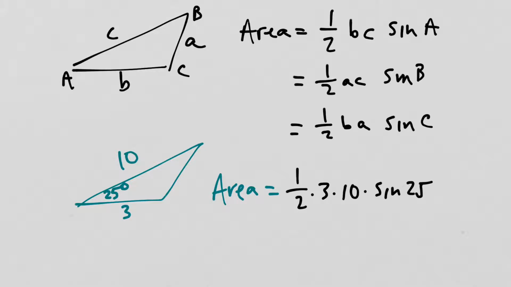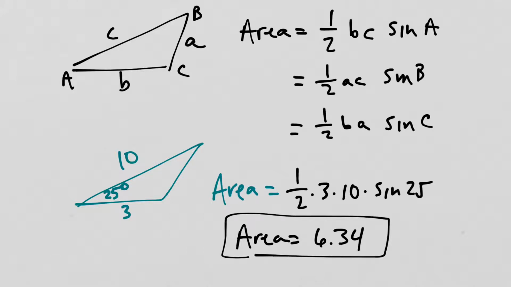And then again, it becomes just entering it into your calculator. If you don't want to type in 1/2, you can use 0.5 times 3 times 10, or you can just do 3 times 10 is 30 and divide that by 2, which would be 15. But then when you multiply it by sine of 25, we get a value that becomes 6.34. So our area is 6.34.